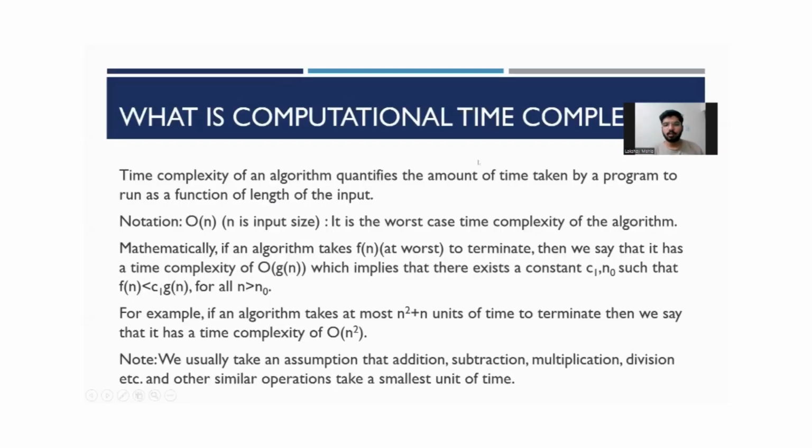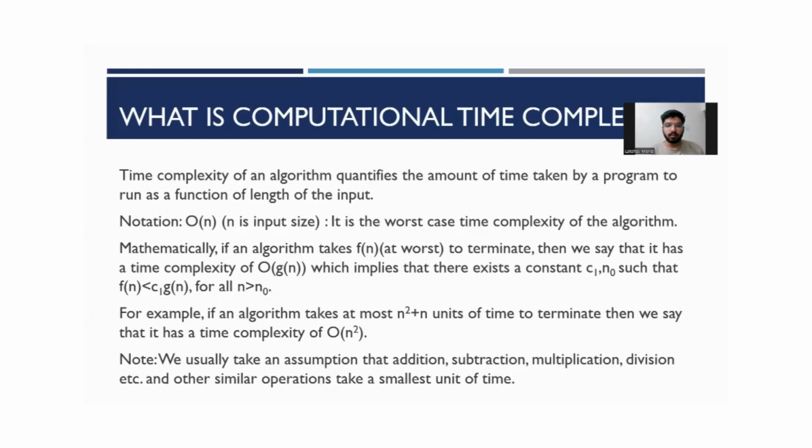First of all, what is computational time complexity? Time complexity of an algorithm quantifies the amount of time taken by a program to run as a function of the length of the input. In simple words, it is a measure to compare two or more algorithms, to see which one is better in terms of time taken to terminate or to solve a problem.